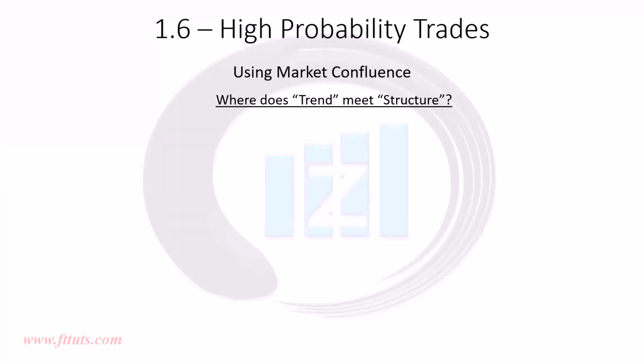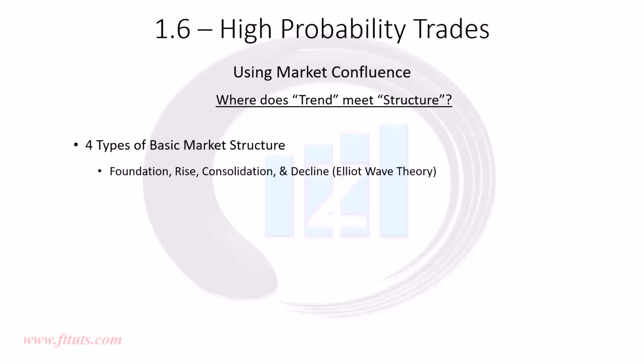All right. So where does trend meet structure? Well, let's talk about structure. There's 4 basic types of market structure. Make sure that you understand this very basic principle. You have your foundation of price, you have rise, consolidation, and decline. Now, for those of you that have watched my Elliott Wave webinars, this is that same theory, only said in a different way. There's only 4 things that the market can do.